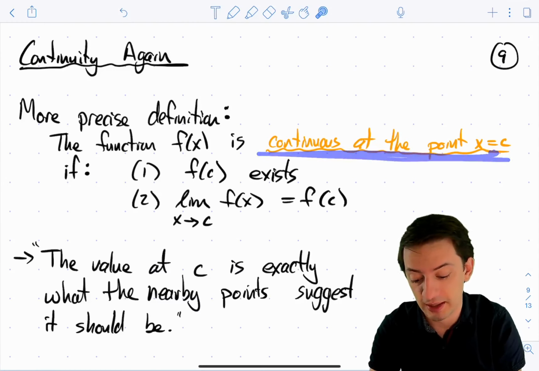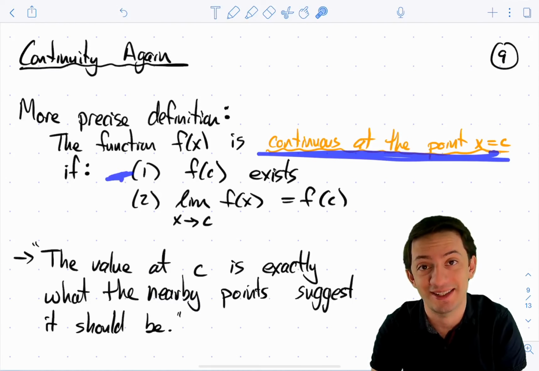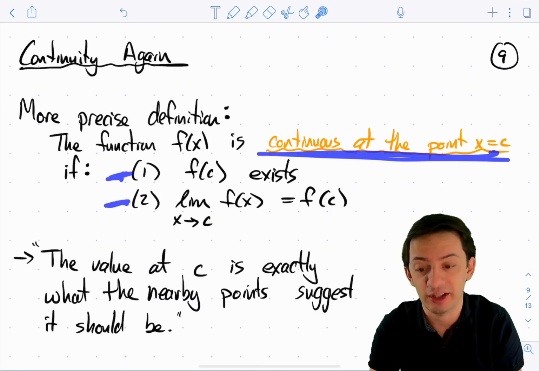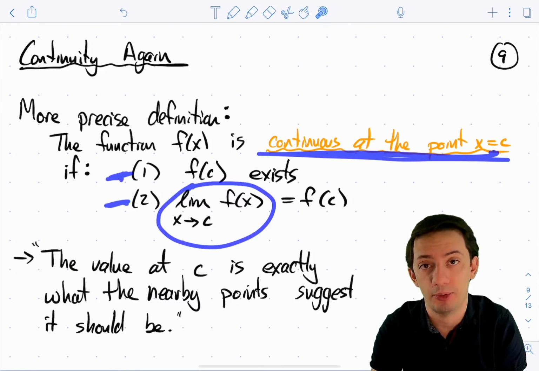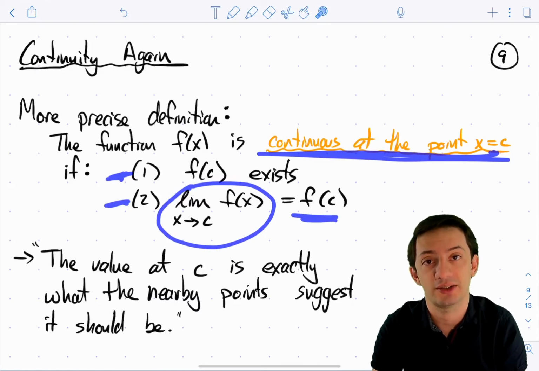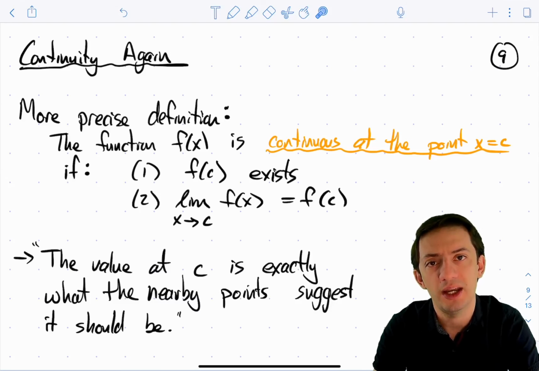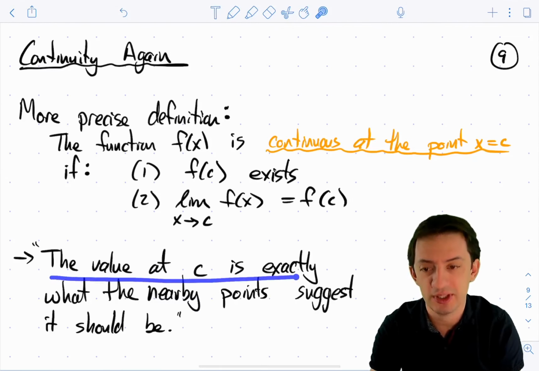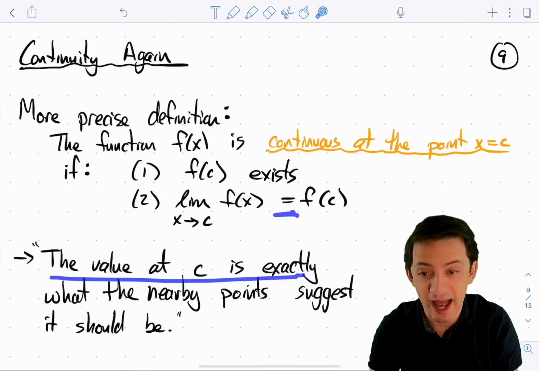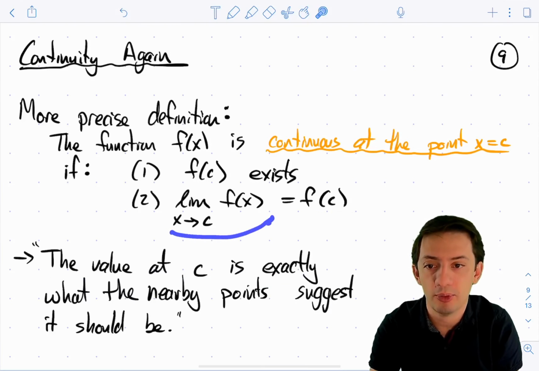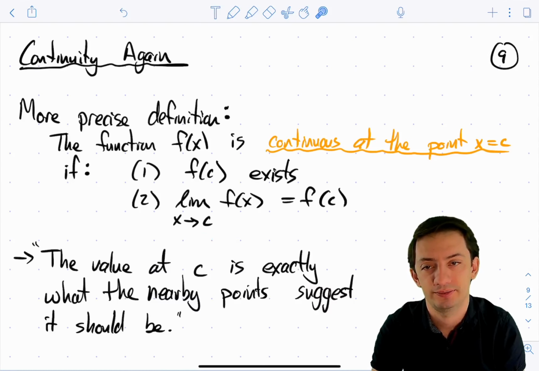This first one is the same condition we said before. It has to actually exist at the point. The second one is that if you look at the limit of the function as you approach the point, you get what it actually is. So now we can phrase that in terms of our informal definition of a limit, and hopefully it makes some sense. This says the value at x equals c is exactly equal to what the nearby points suggest it should be.